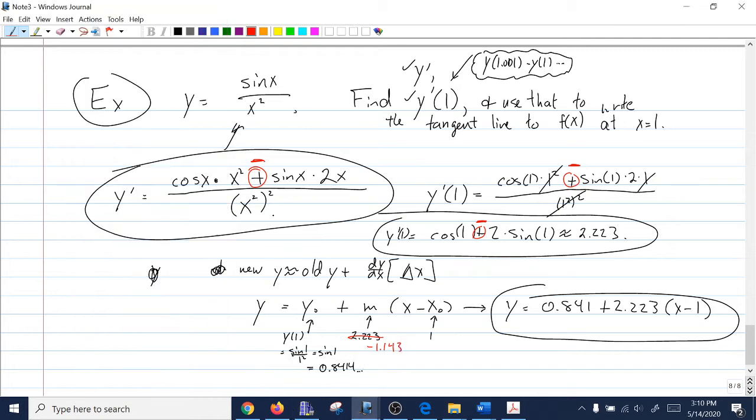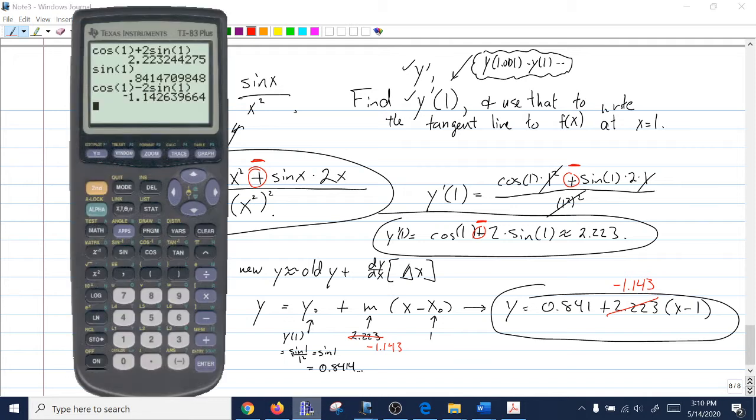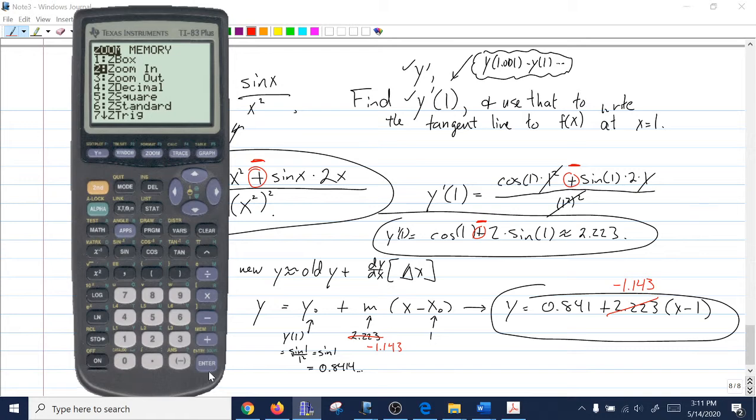Dang. Minus 1.143. Let's graph that one. That looks better. Let's zoom in a little bit.